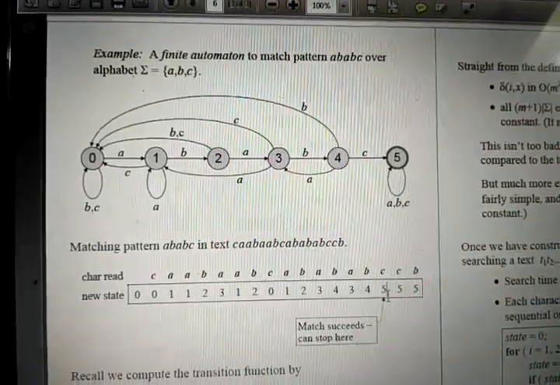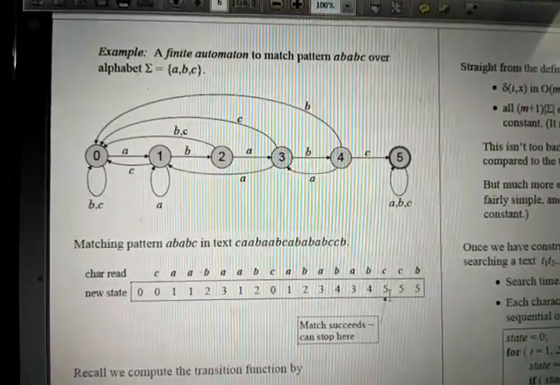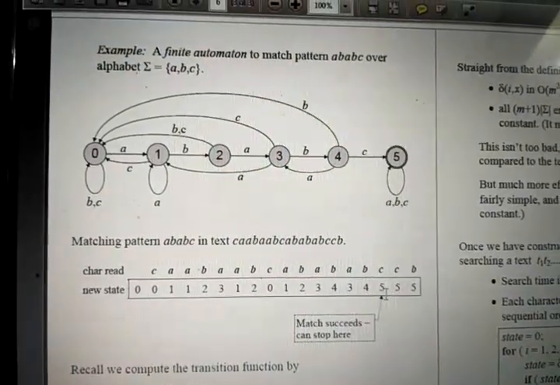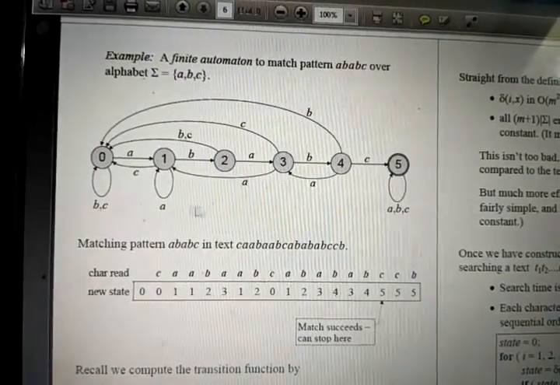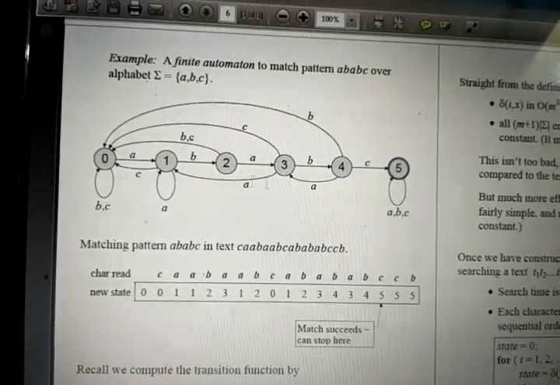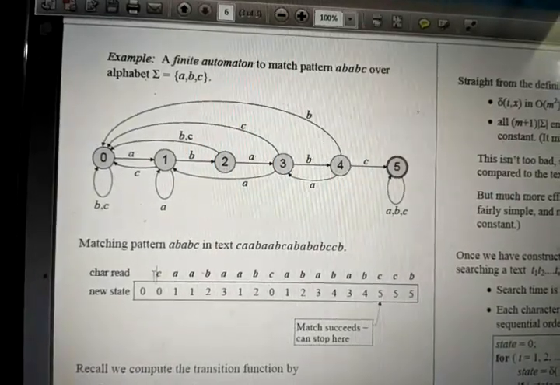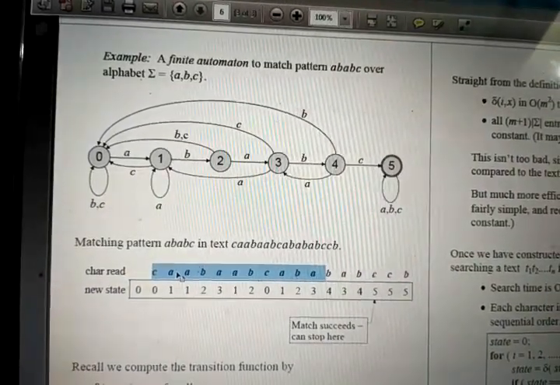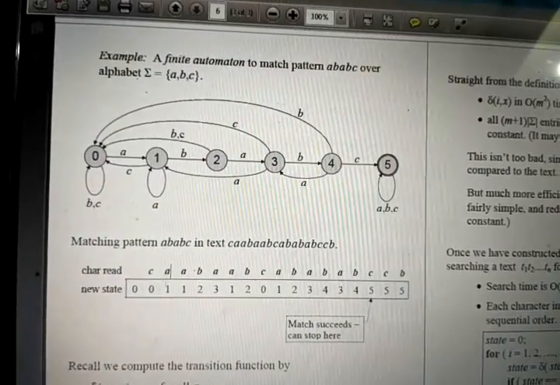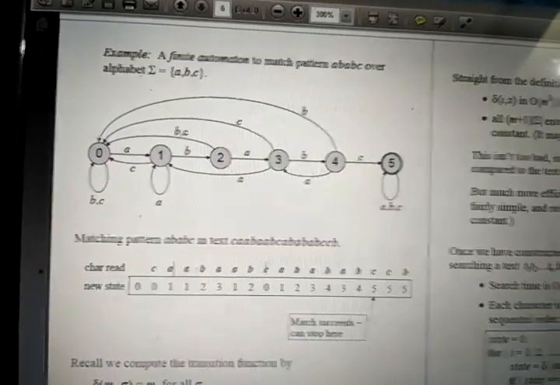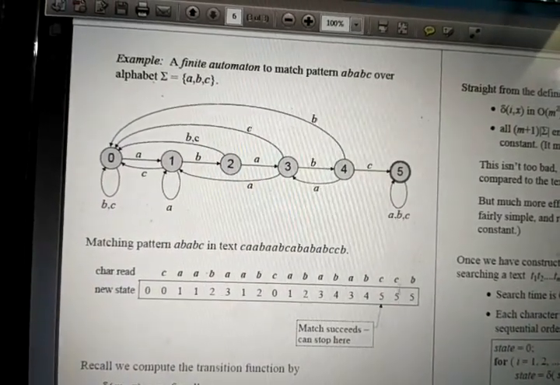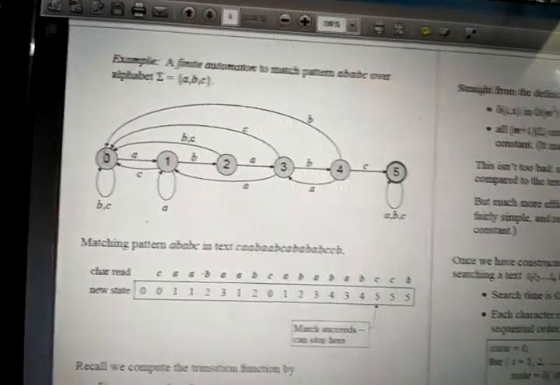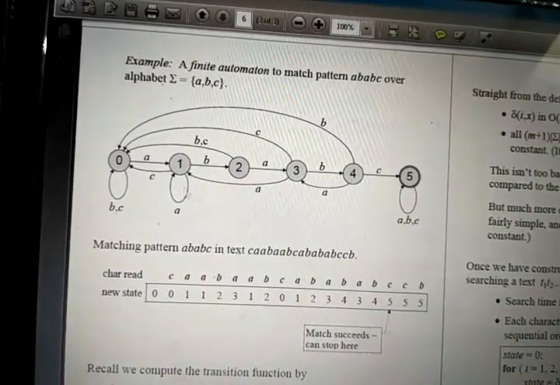Now what is the advantage? The advantage is that if we can draw the diagram, then for matching it will take scanning of all the n characters, so the complexity will be big O of n, excluding the time needed for drawing the diagram.